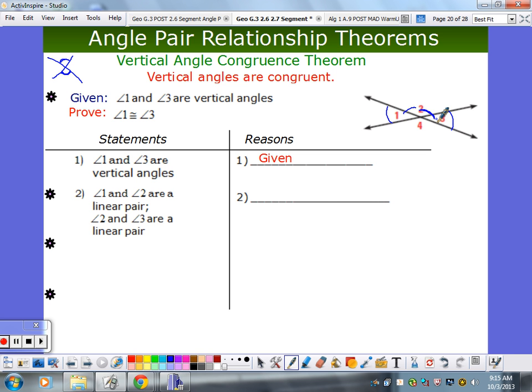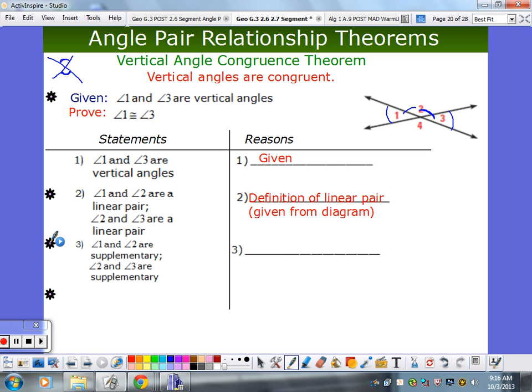Now, why can I say that? Because that's what they are. You're allowed to say, the diagram shows us that. Remember those things we're allowed to assume, the things we're not allowed to assume? If it looks like a linear pair, if it looks like a straight line, we can say that's a linear pair. So now where am I going with that?